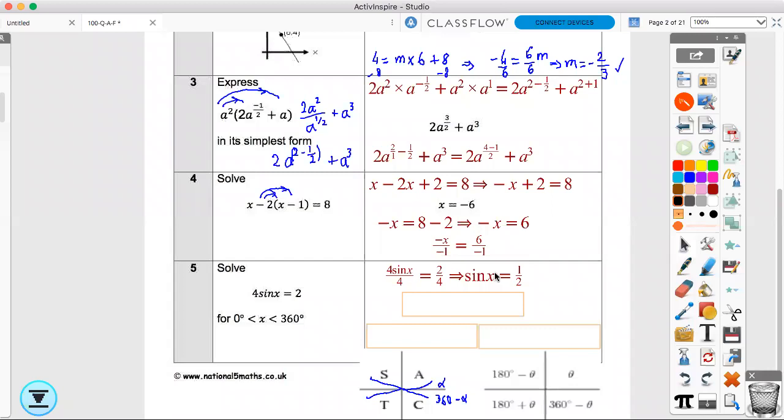Okay, so the opposite of sine x is inverse sine, which is on your calculator sine minus 1. So you do shift sine, a half, that would give you x. So shift sine of a half. So there should be like a wee line there, even if you can't see. Shift sine of a half is 30.